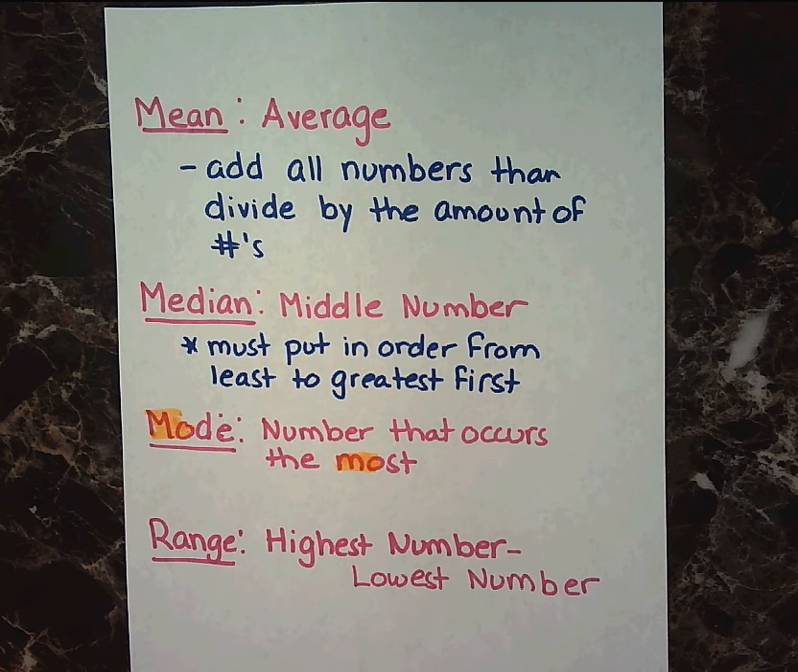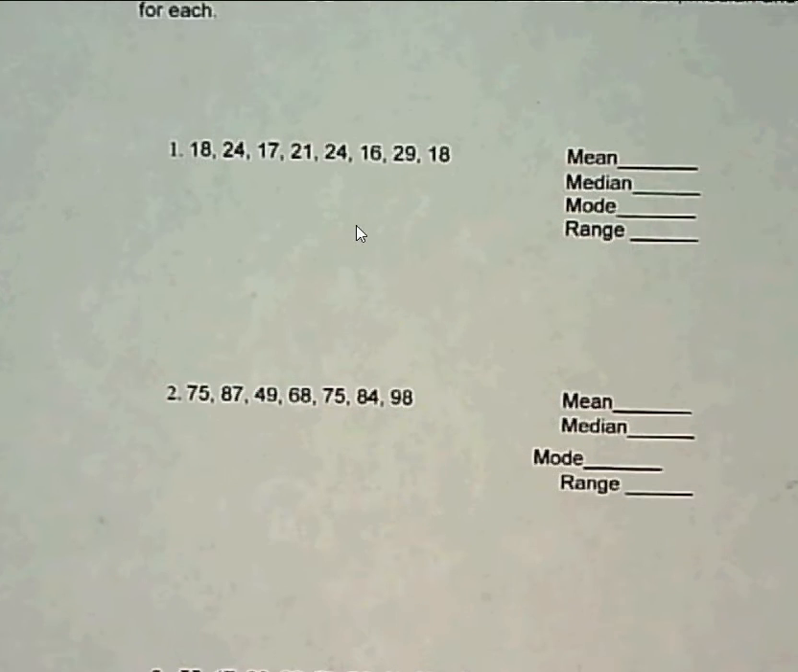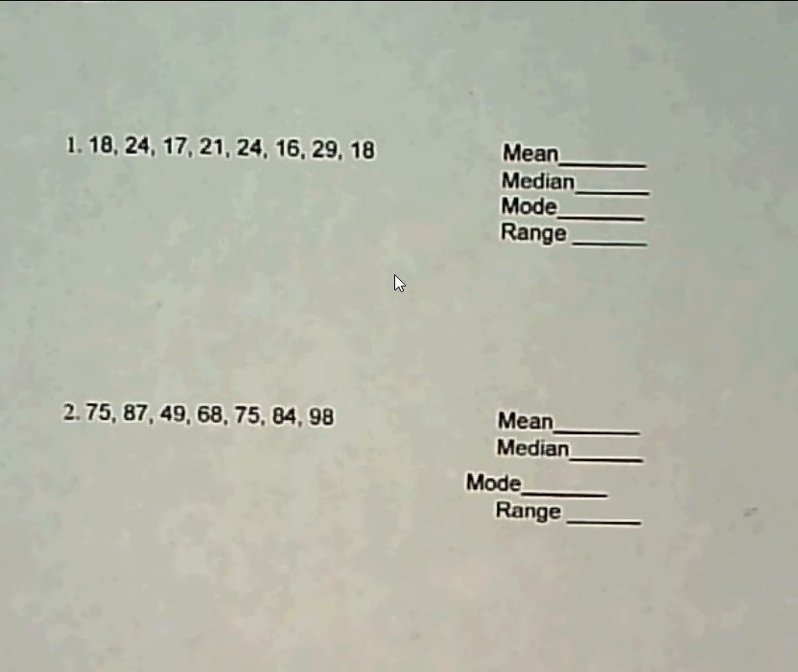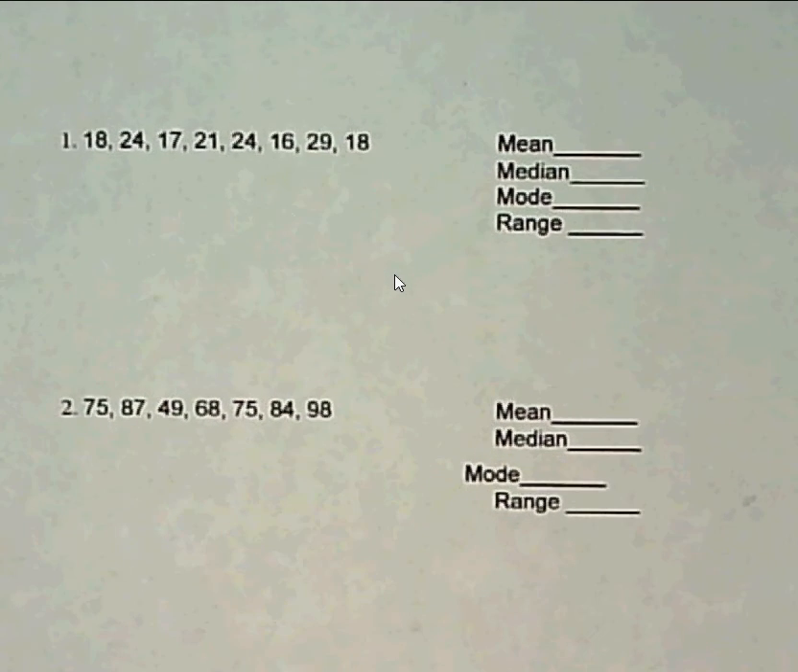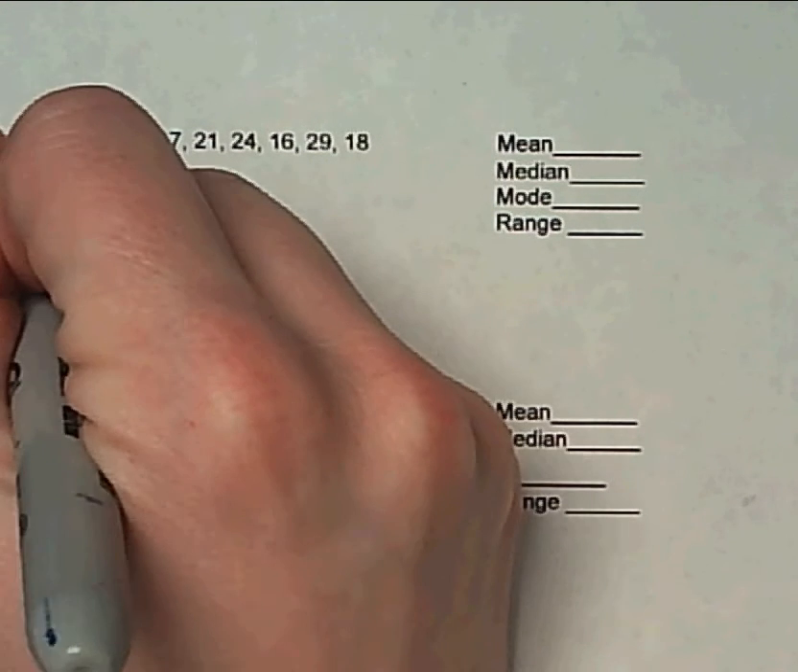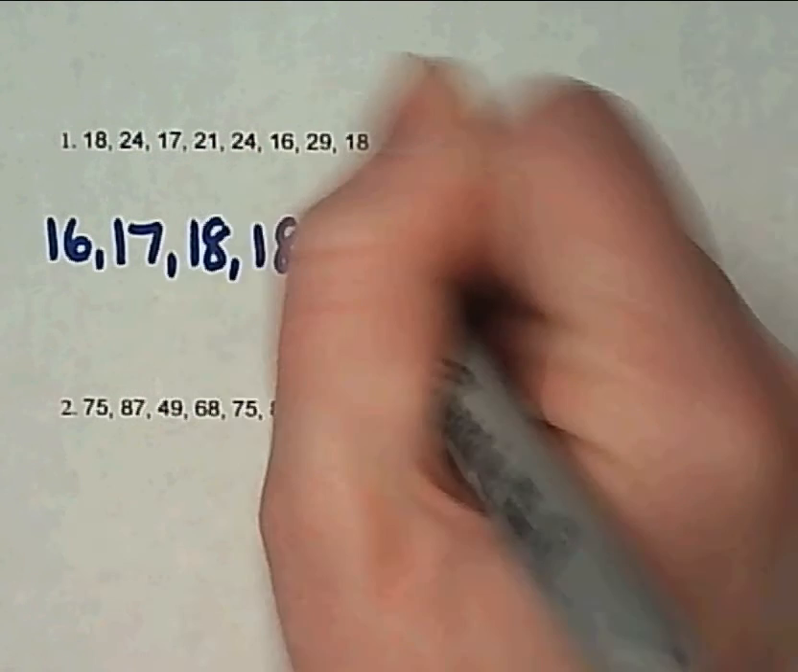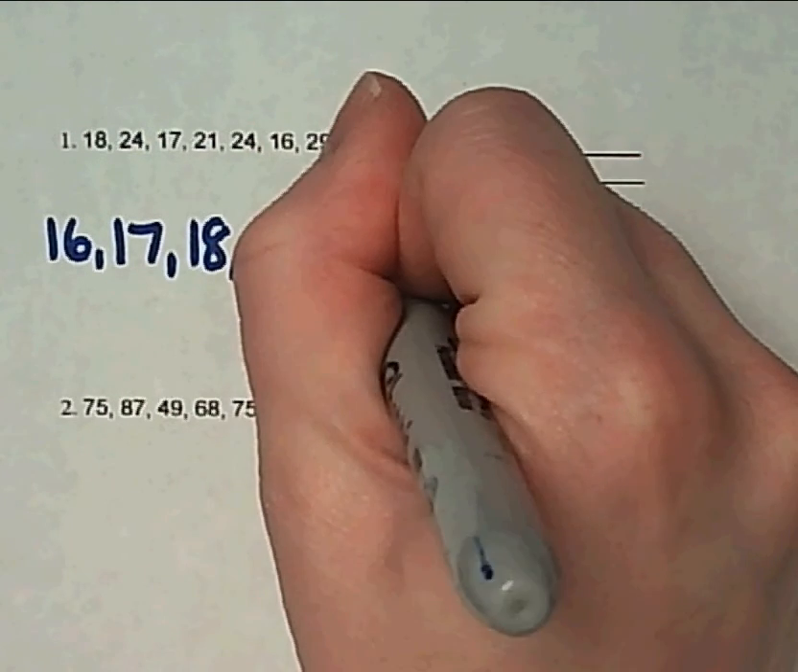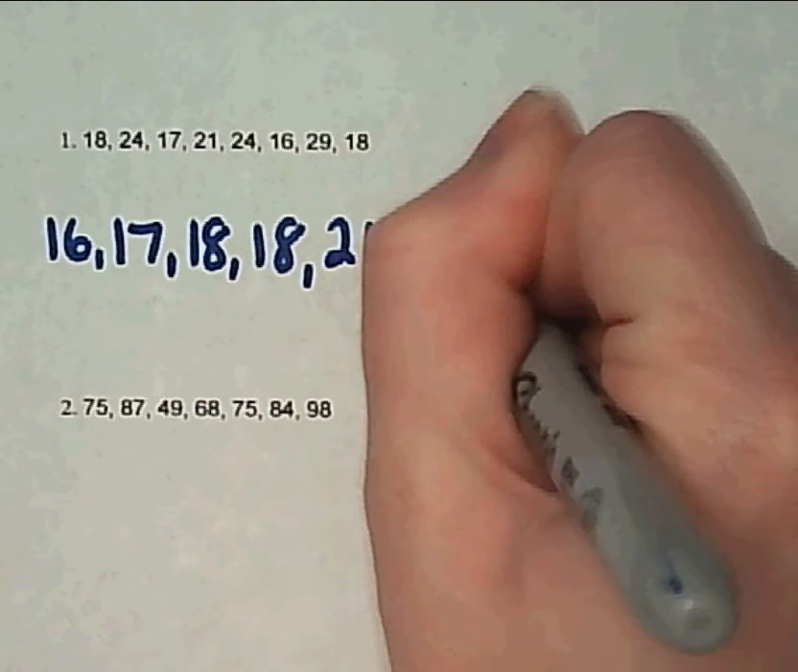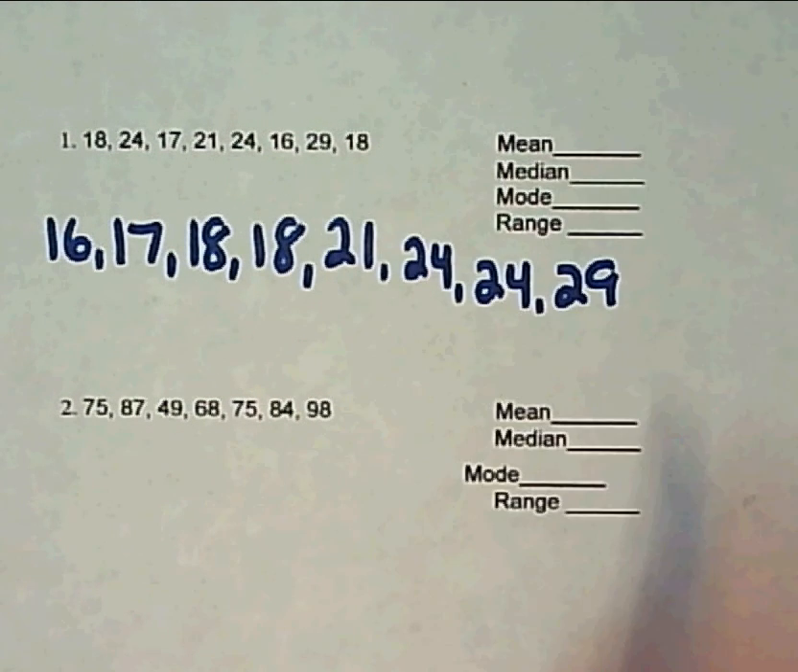Okay, so let's take a look at some examples today. Let me zoom up on number 1 so you can see. Okay, so we have a set of numbers. Now I always recommend first, before you start, we want to rewrite those numbers in order from least to greatest. So if we're looking at number 1, let's reorder them from least to greatest. We should have 16, 17, 18, 18, 21, 24, 24, and 29. Sorry, I wrote that a little too big, but that's okay.